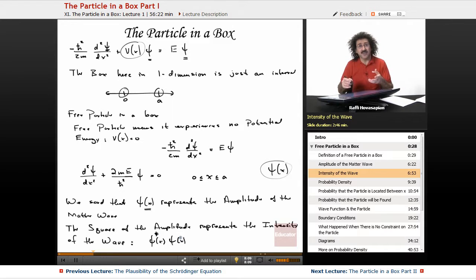If psi happens to be a real function like cosine of x, then it's not a problem. The square is just cosine squared of x, because the conjugate of something real is the thing itself. So the conjugate of 5 is 5. We place this conjugate there simply just in case psi is complex. Okay, now the square of the amplitude represents the intensity of the wave, so we have this thing. Now our problem is, how the heck are we going to interpret intensity? What does intensity mean when it comes to a particle?